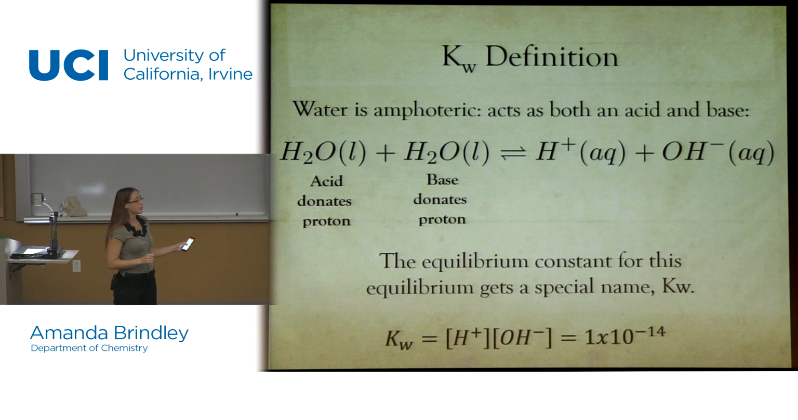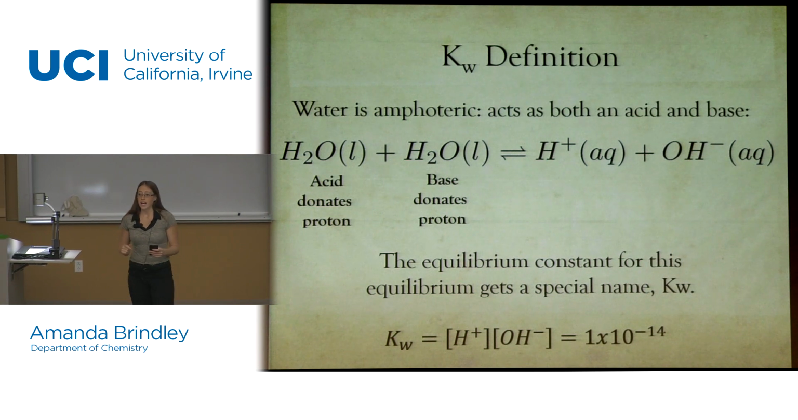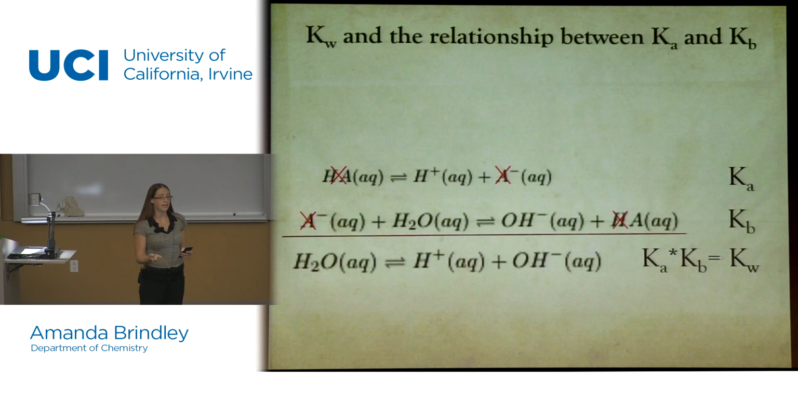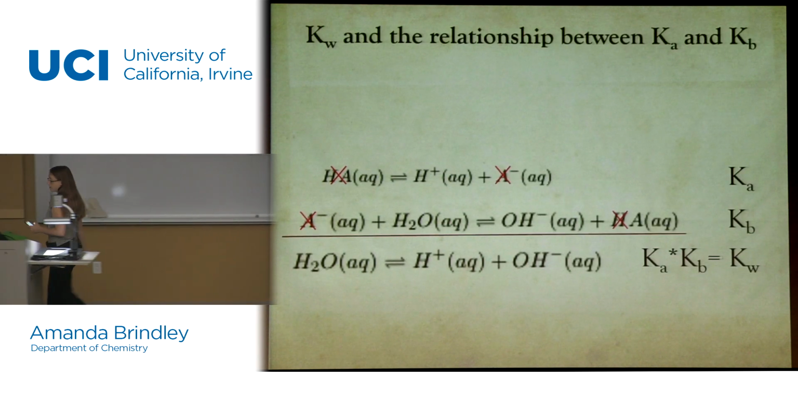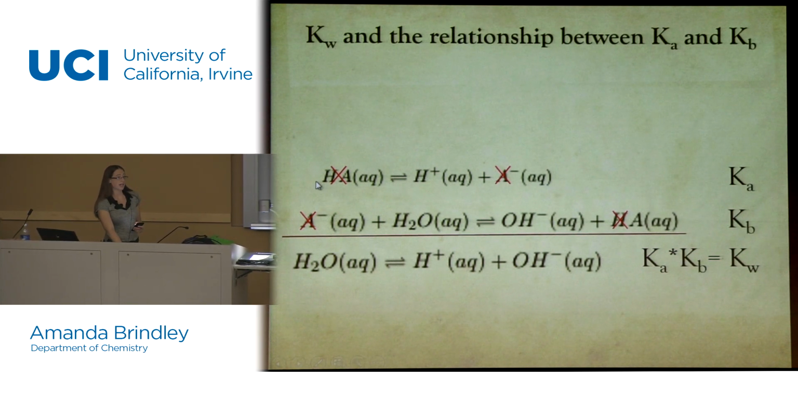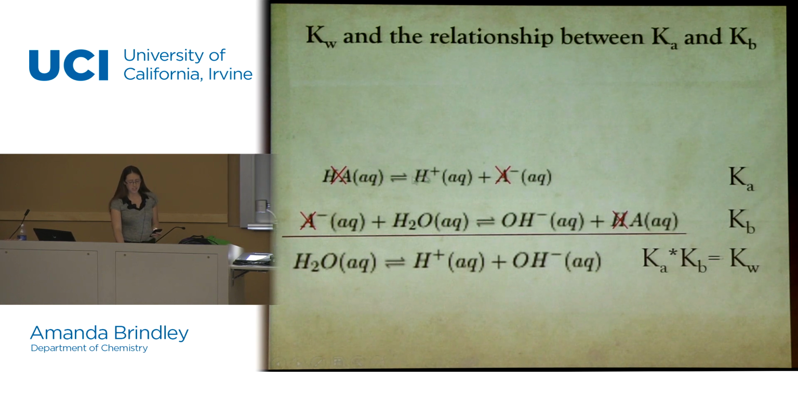Now, the reason I bring this into play is I want to show you what happens if we want to find the Ka of a conjugate acid or the Kb of a conjugate base. So let's take this reaction. This is a generic acid reaction, right? This is how I've been writing all my generic acid reactions. HA goes to H plus and A minus.